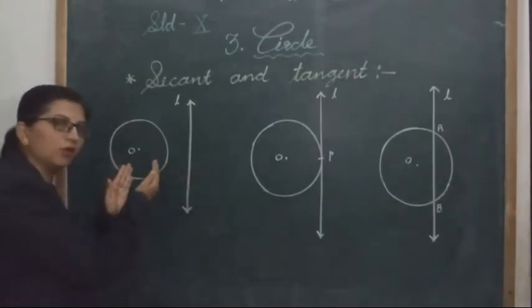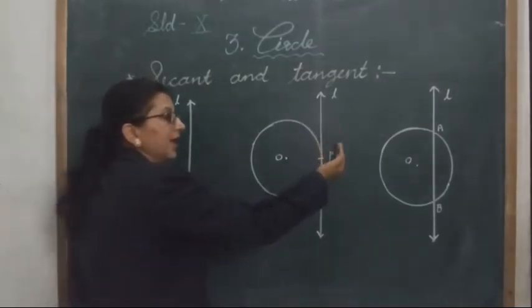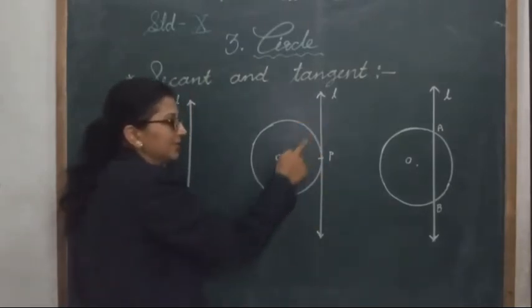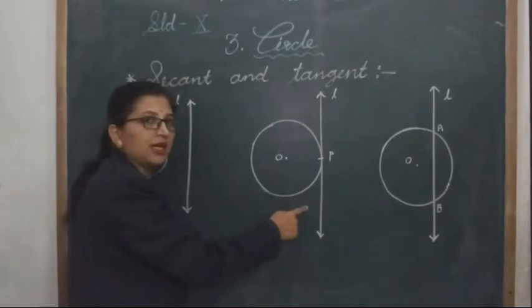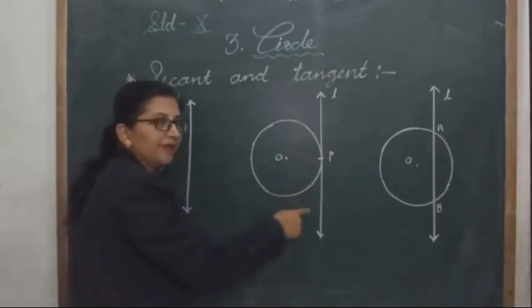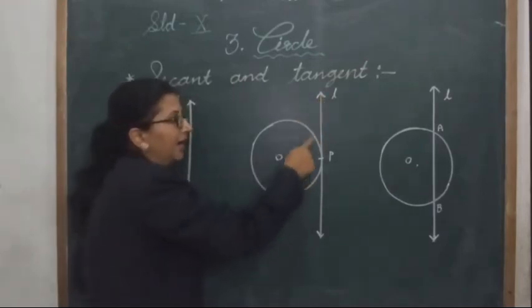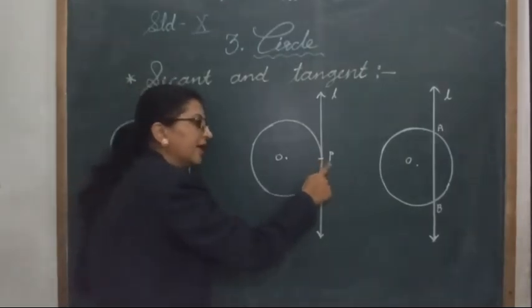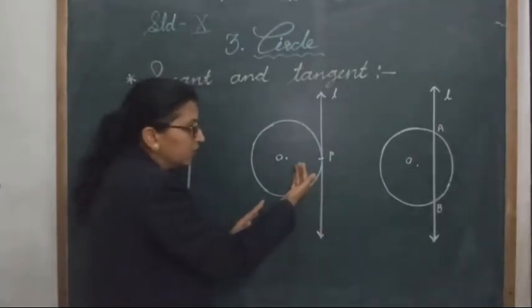Let's bring this line close to the circle, in such a way that this line touches the circle in only one point. So this line L is touching the circle with the center O at point P. As it is touching the circle in only one point, we call this line L a tangent. And as it is touching the circle at point P, we call this point P the point of contact.